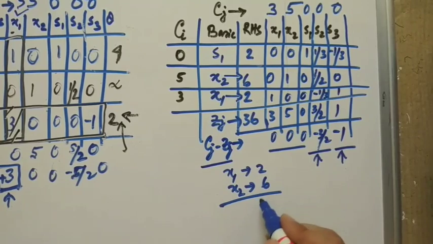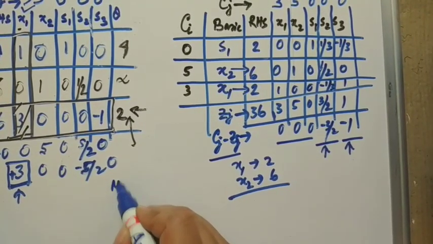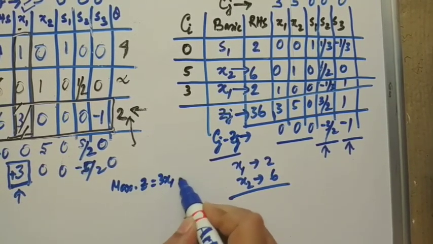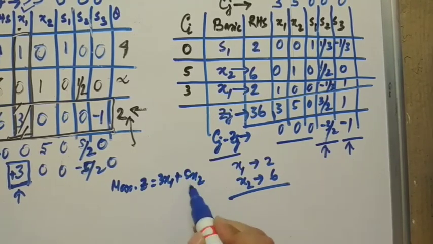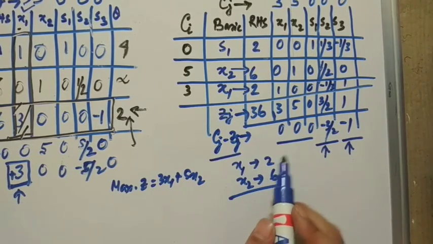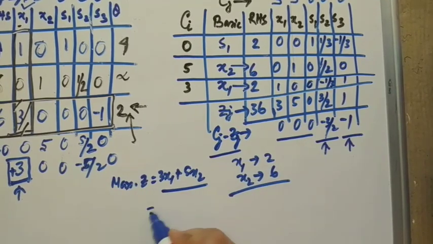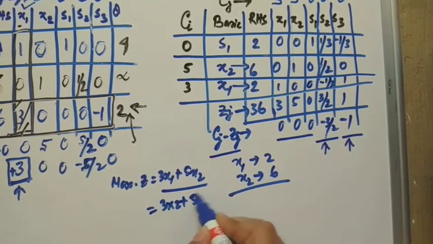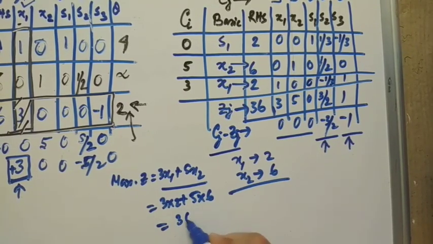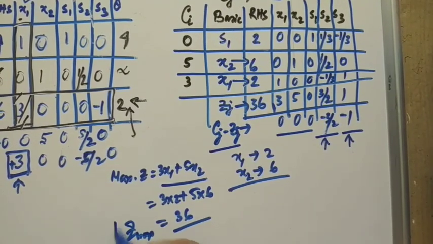Let us calculate. We had the previous solution, that was the equation maximize Z equal to 3x1 plus 5x2. And the rest was 0s1 plus 0s2 plus 0s3, so no need to put the values. So we will just calculate the value by putting x1 and x2. So 3 into 2 is 6, plus 5 into 6 is 30, so 36. So Z max you can write is 36.